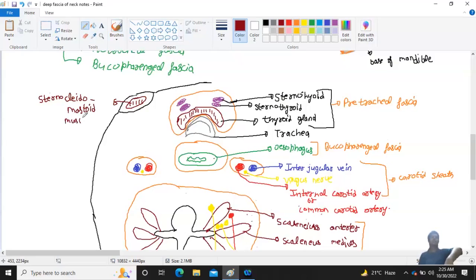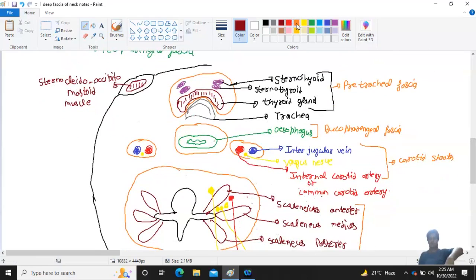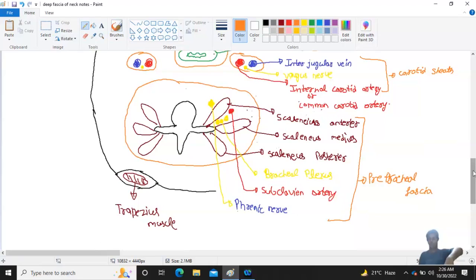Sternocleidomastoid muscle, or it has another complete name. We write the complete name: sternocleido-occipito-mastoid, sometimes including occipito because it is attached to the occipital also. Done. So this is the complete name of this muscle. So this is the investing layer. This whole is the investing layer, which covers all the structures.